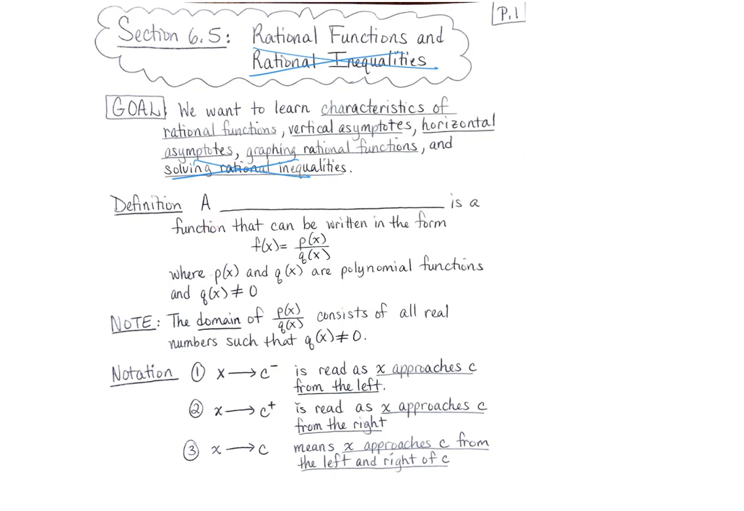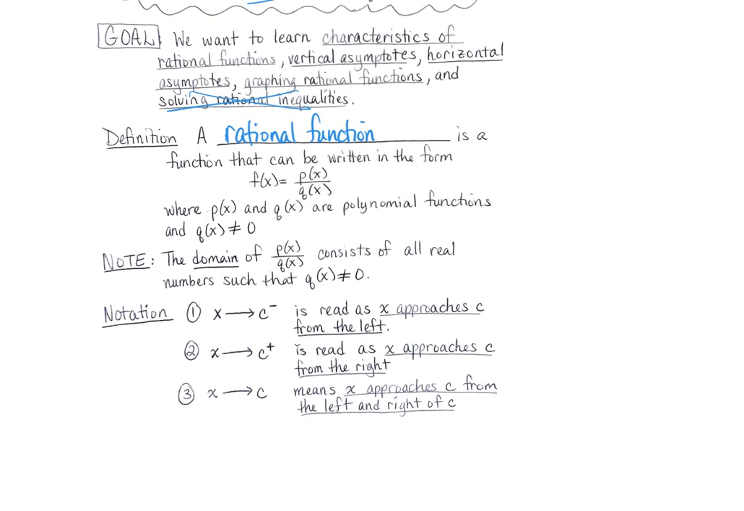A rational function is a function that can be written in the form f of x equals p of x over q of x, where p of x and q of x are polynomial functions and q of x is not equal to 0. So we've really already talked about rational functions before. Remember when we talked about f over g of x and finding the domain? So no surprise that the domain is talked about again here.